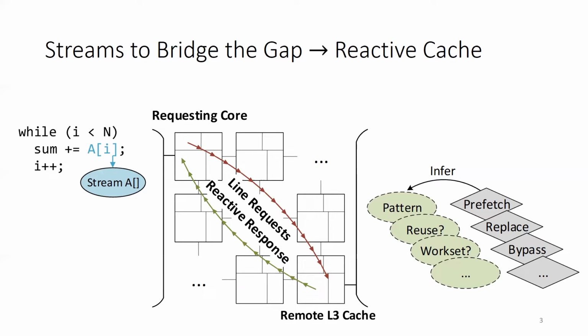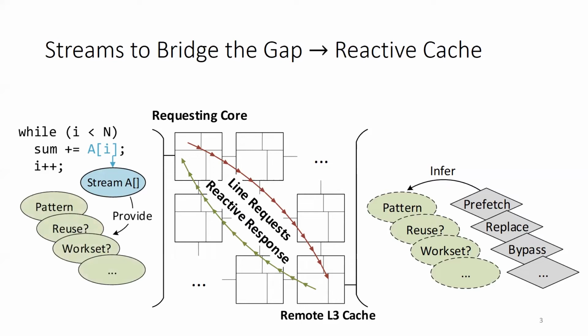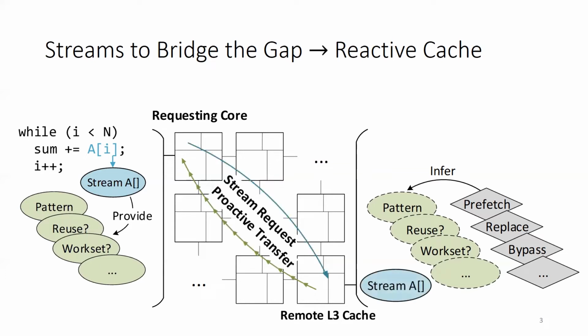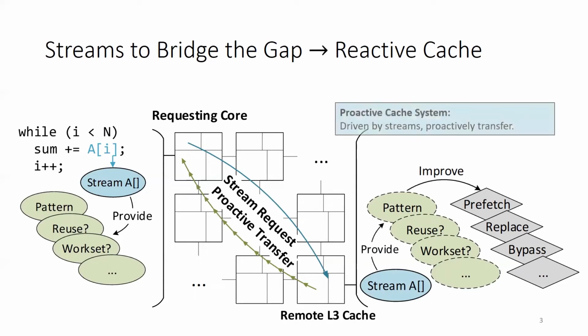However, streams not only just define a sequence of memory access, but also contain much higher-level information like the access pattern, reuse distance, etc. Such information is more accurate, as the compiler has access to the higher-level program structure, and the cache is trying to recover exactly the same information. If we can directly offload the stream pattern to the cache, we effectively bridge the information gap with the stream information. This enables a proactive cache system, which is driven by streams and proactively transfers data to the core.